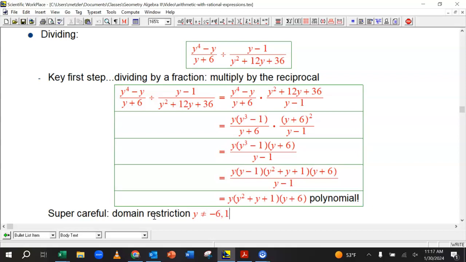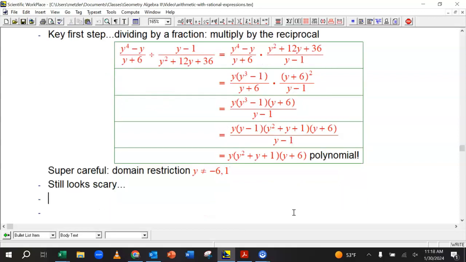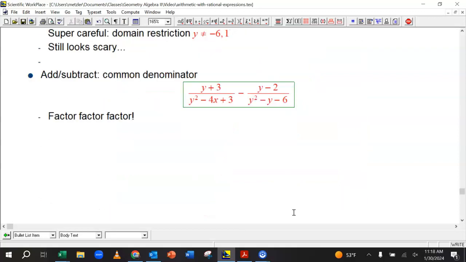Sometimes I'm not going to worry too much about those domain restrictions, but it does turn out to be pretty important in some cases. But mainly, for everything but a couple values, this is simplified massively. Okay, next one. What about adding and subtracting?